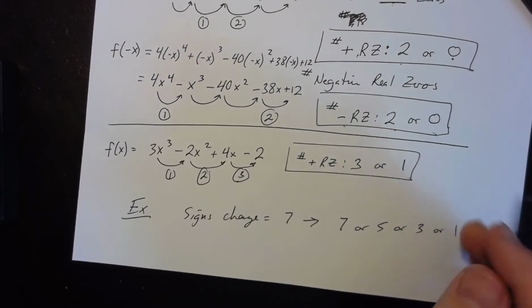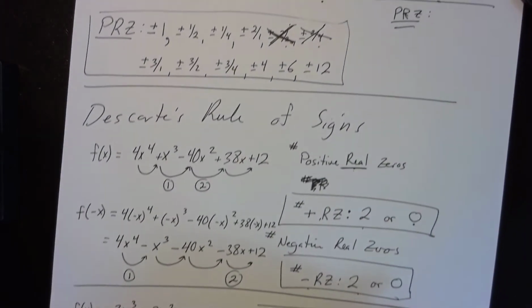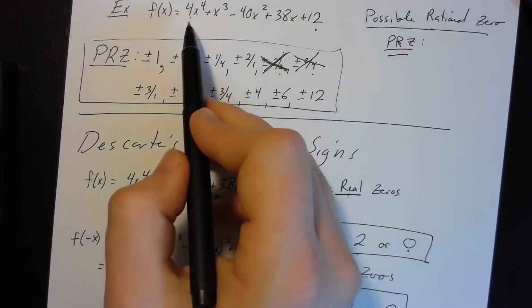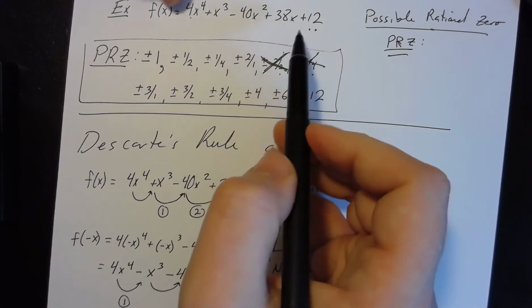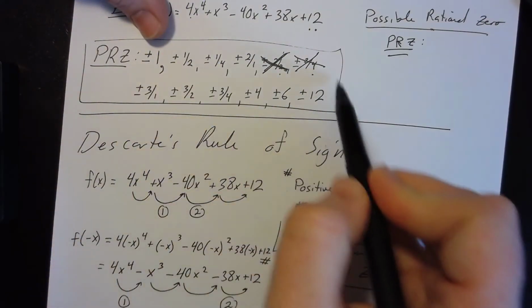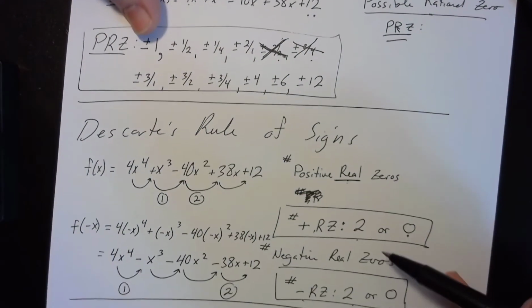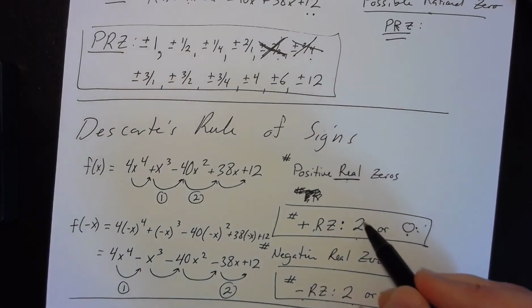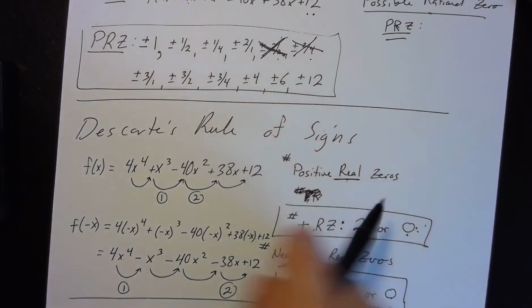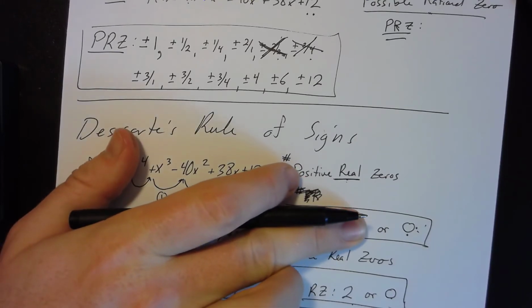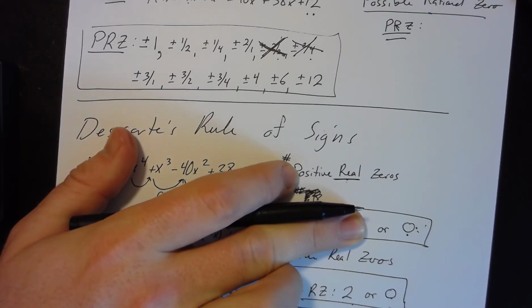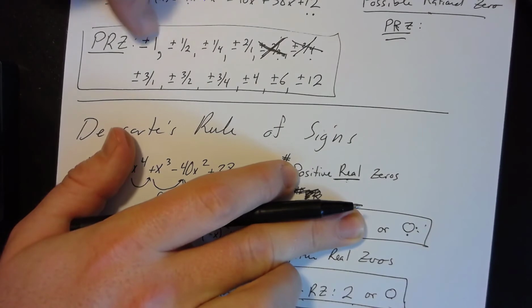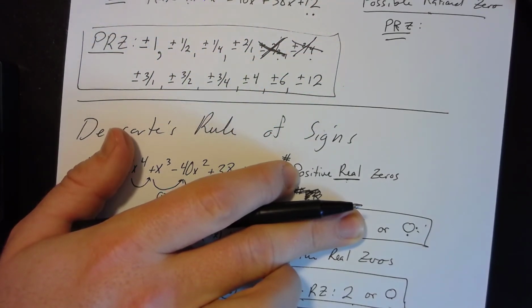Now the big scheme as to why this is important is, let's take a look at this example back here. You'll notice that this is the function we originally started with in the previous video for the PRZs. This is the list of possible rational zeros that we found. In here, this is my Descartes' rule of signs. If either one of these two cases came out as 0 and didn't have any sign changes at all, then you should be able to recognize that if the possible positive real zeros is 0, then from this entire list I could remove all of the positive options and only test the negative options.